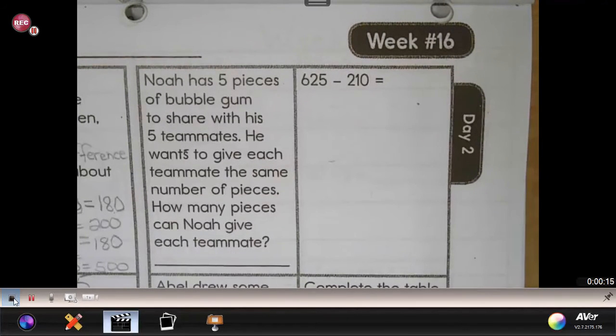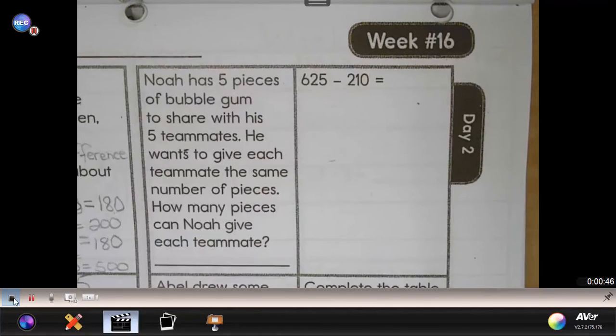And so you will notice that we actually have 2 word problems today, or story problems. So we're going to take a look at the first one. Noah has 5 pieces of bubble gum to share with his 5 teammates. Now, teammates are the people that are on your team with you. So he wants to give each teammate the same number of pieces. How many pieces can Noah give each teammate?